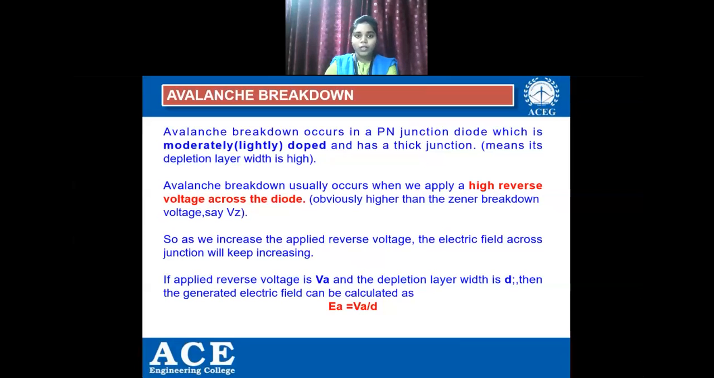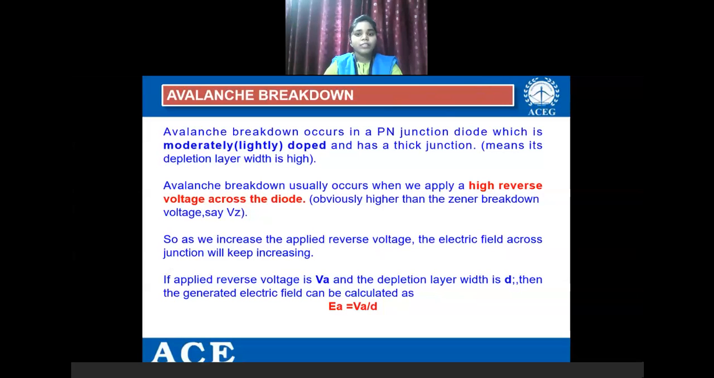Now, let us see what avalanche breakdown is, when it occurs and where it occurs. Avalanche breakdown occurs in a PN junction diode, which is moderately doped and has a thick junction. Clear? Avalanche breakdown, where is it happening? In our PN junction diode, and as it is moderately doped and its junction or depletion layer is more, that is why it is going to happen in a PN junction diode. Avalanche breakdown usually occurs when we apply high reverse voltage across the diode.